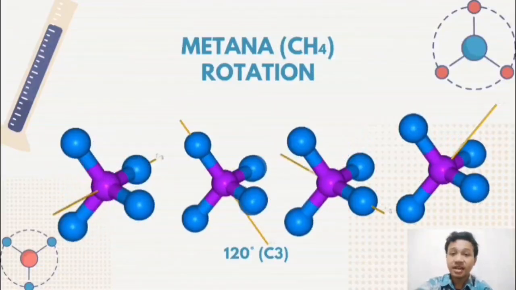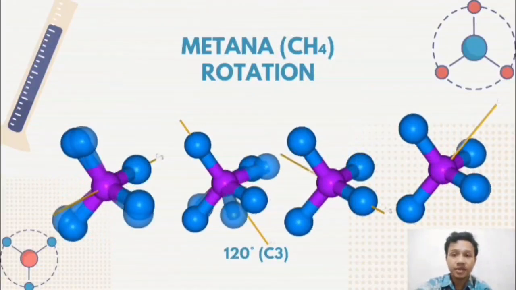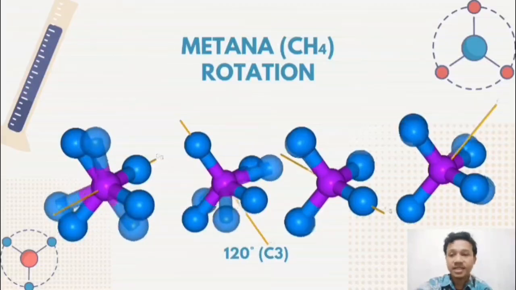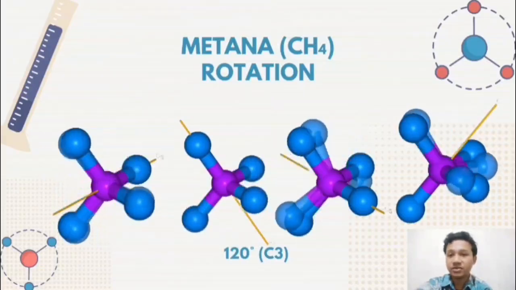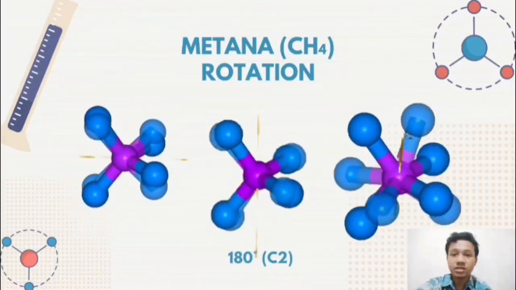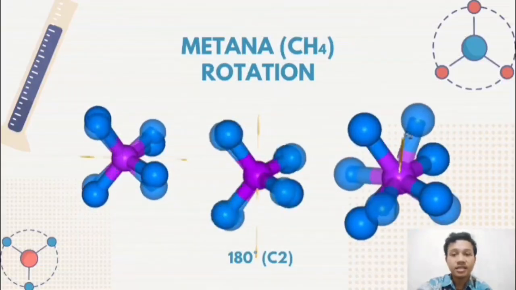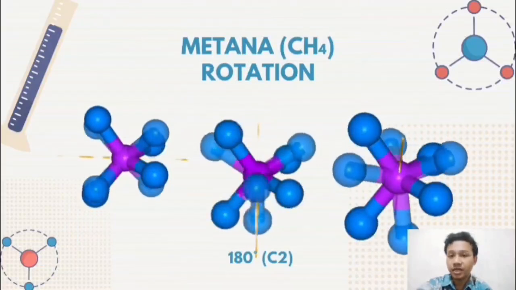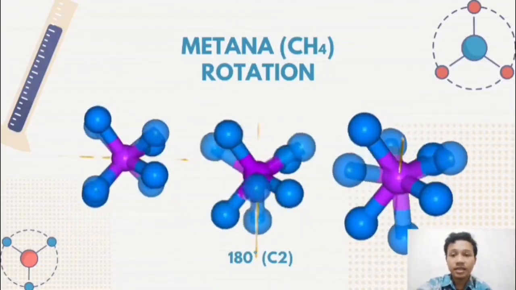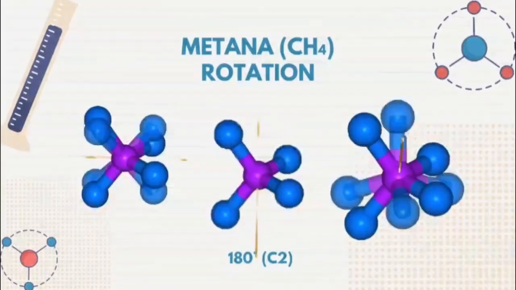Methane has a tetrahedral shape, so its rotation is three-dimensional and highly symmetrical. This molecule has four C3 axes, each connecting the central carbon atom to one of the hydrogen atoms. A 120-degree rotation on this axis returns the molecule to its identical shape. In addition, there are three C2 axes that pass through the midpoints of two opposite edges of the tetrahedron. A 180-degree rotation on this axis also produces the same configuration.